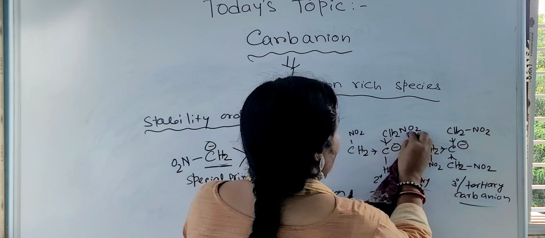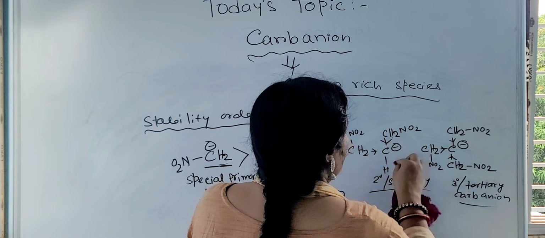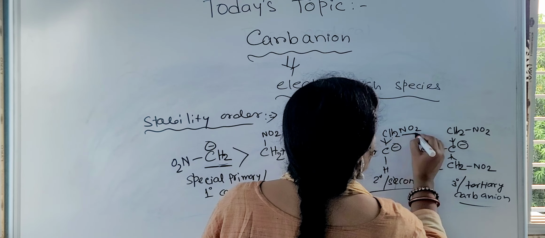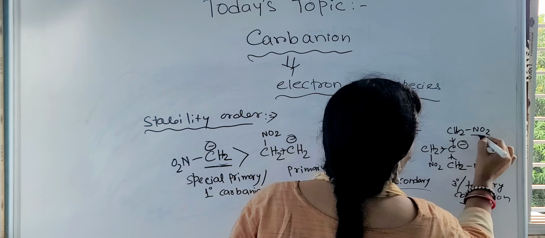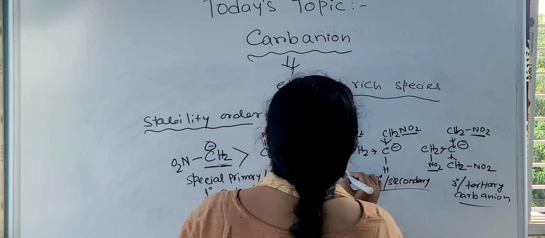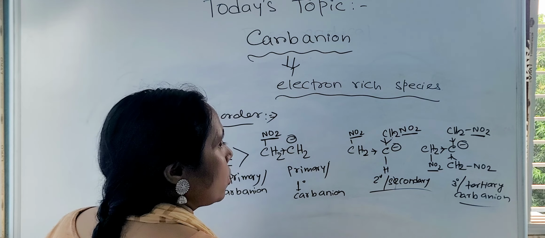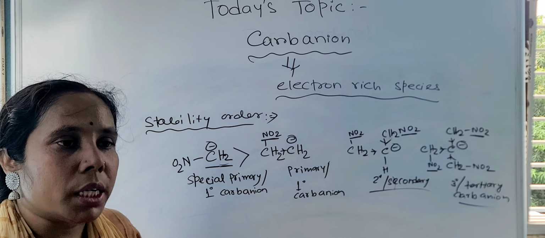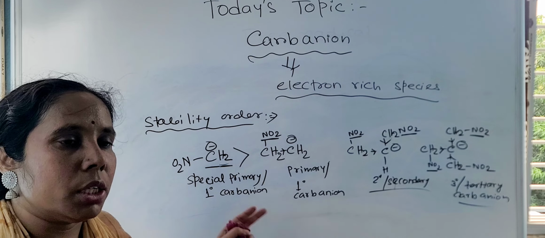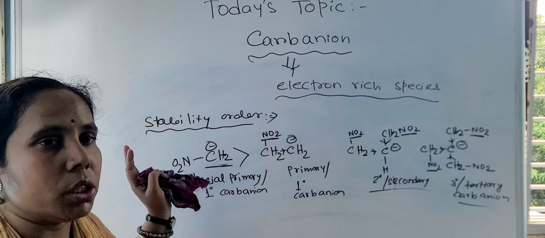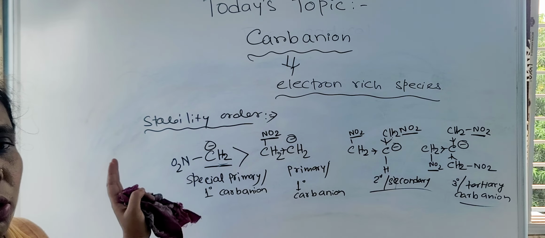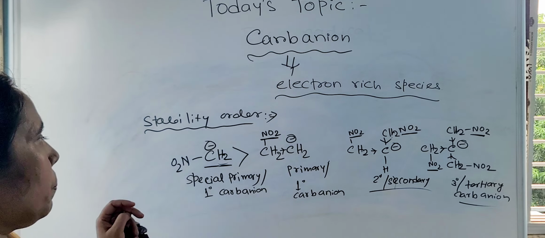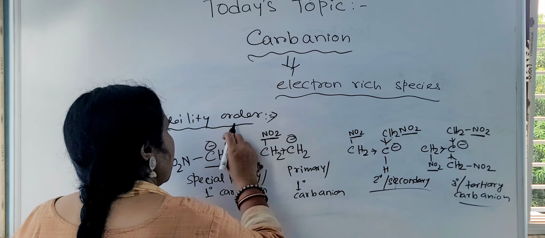Why? Because you are adding electron withdrawing groups one by one. So the stability of the carbanion is also increasing. So what I told, carbocation and radical are stable by the plus I or plus R effect. It is opposite. The carbanion is stable by the minus R effect or minus I effect group. Okay. So it is just the reverse.